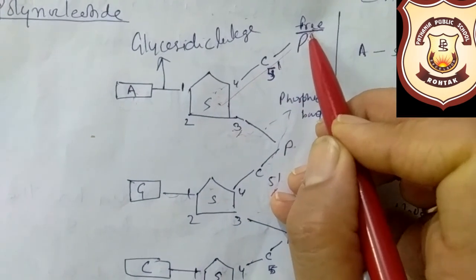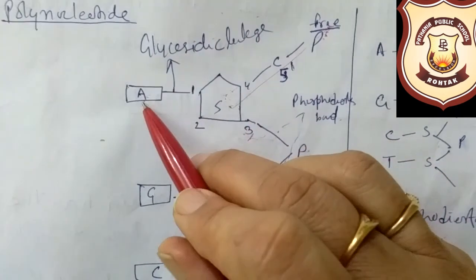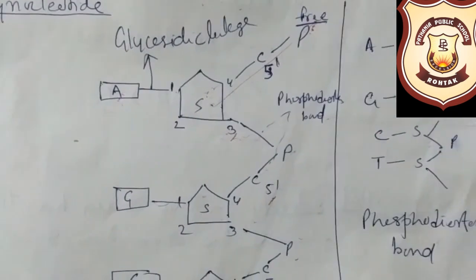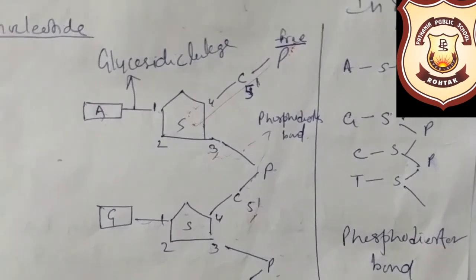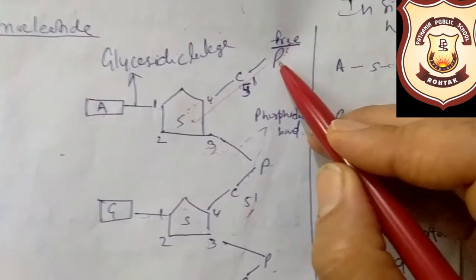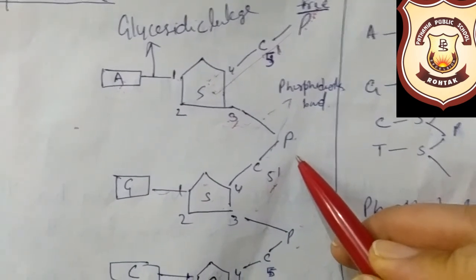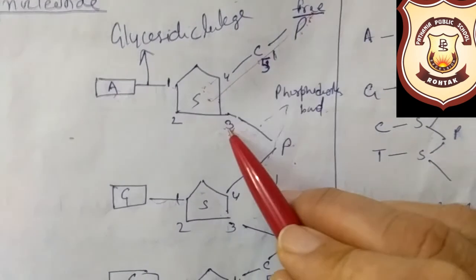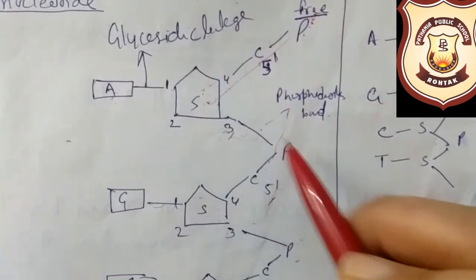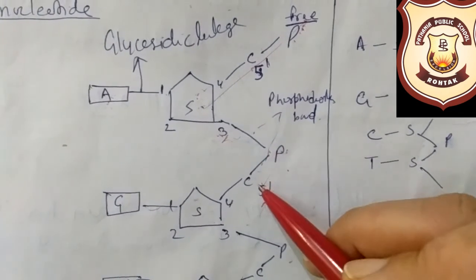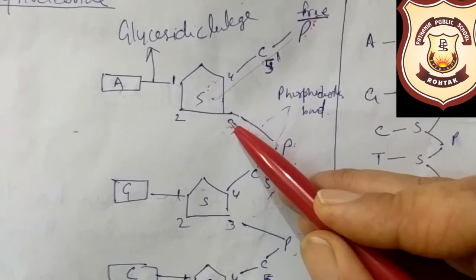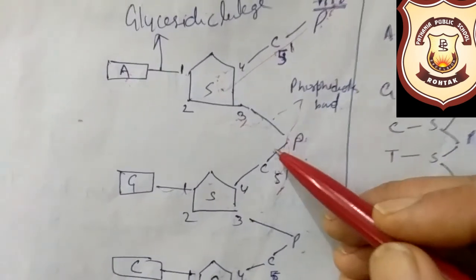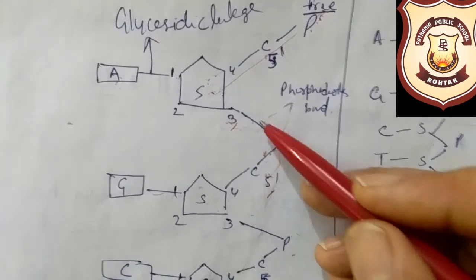Now how is the phosphodiester linkage formed? The phosphate is linked with the 3' carbon of one sugar and the 5' carbon of another sugar. Between the 3' carbon of one sugar and the 5' carbon of the other sugar, this linkage is present, which is called the phosphodiester linkage. This is one nucleotide and this is another nucleotide, each with nitrogenous base, sugar and phosphate. So one nucleotide has joined the other nucleotide by the phosphodiester linkage.